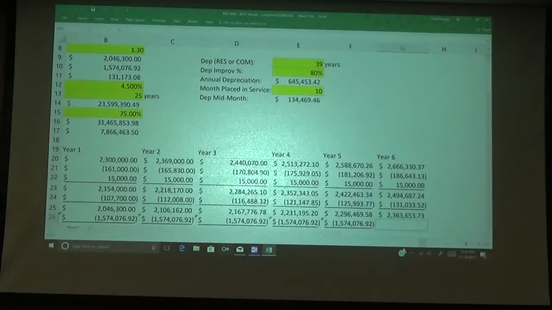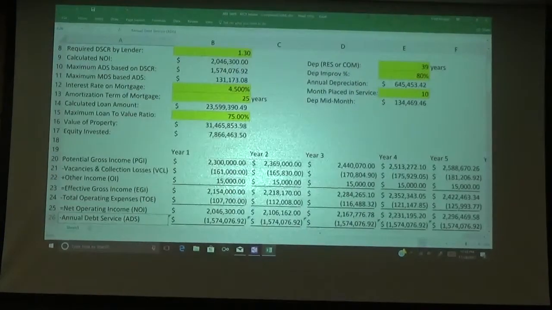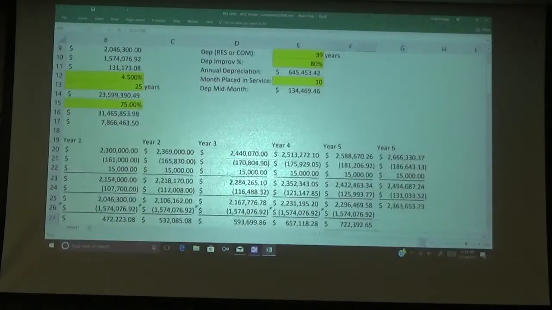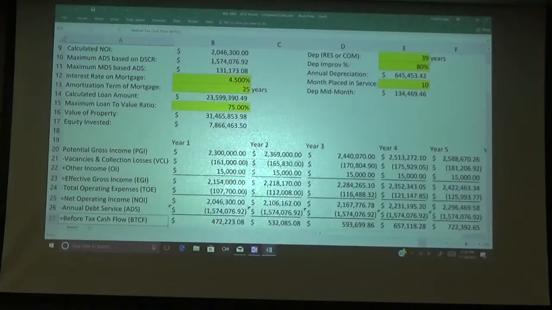All right, moving on. Okay, our annual debt service, that number's fixed all the way across, and then we get our before tax cash flow. Okay, all of that should have been just completely a review. Nothing new there. Was there? In your mind? I don't think there was.